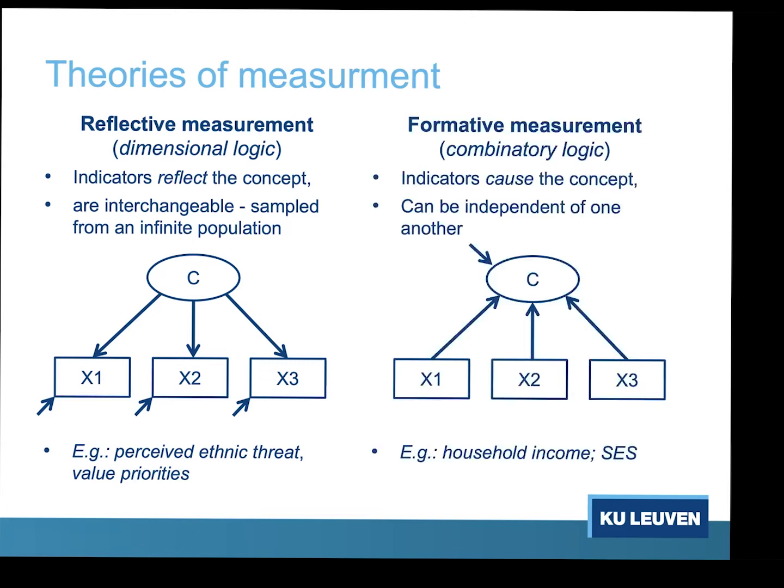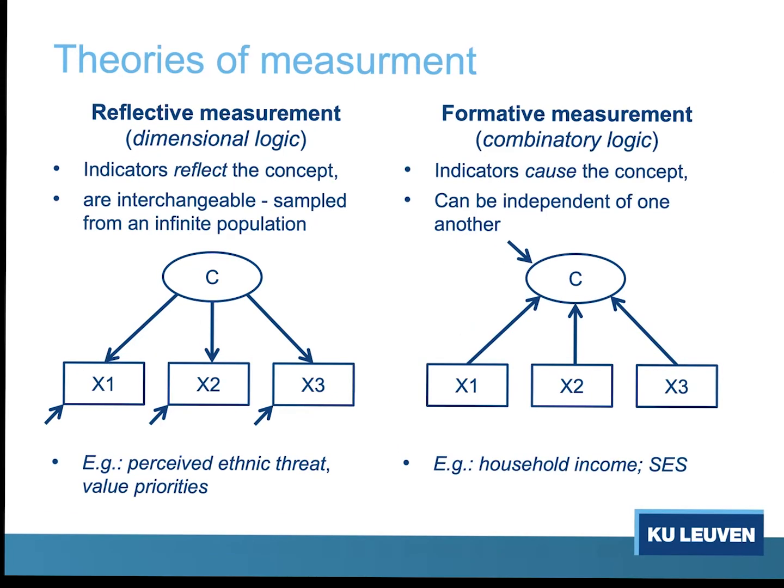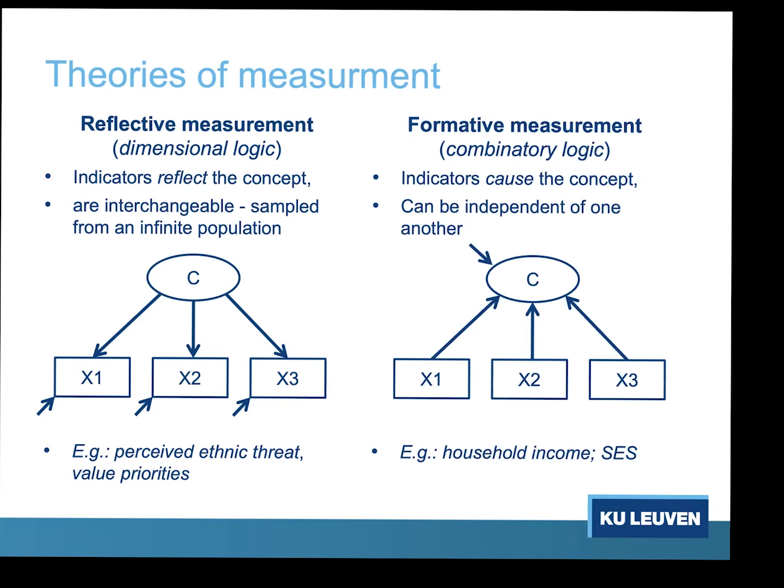And this is quite different from formative measurement, the combinatory logic. And here the idea is that the indicators exist, they are prior to the concept, and they actually cause the concept, right? And so a very good example here, I think, is if you think about a concept like household income, right? So what we want to measure is household income.